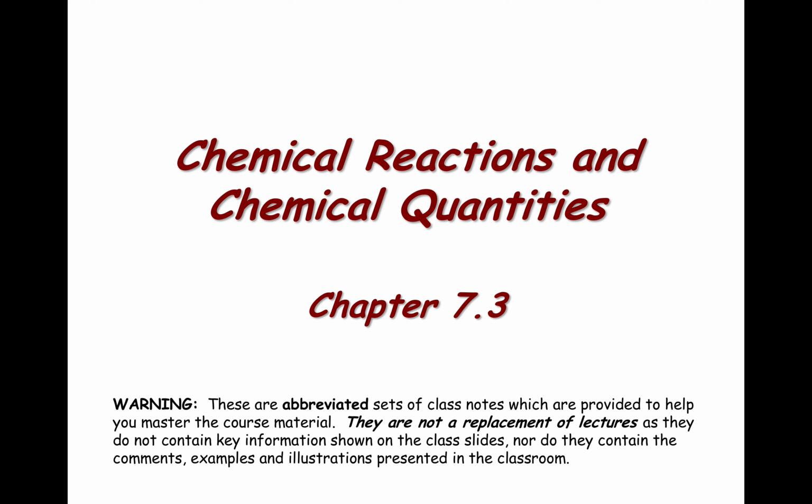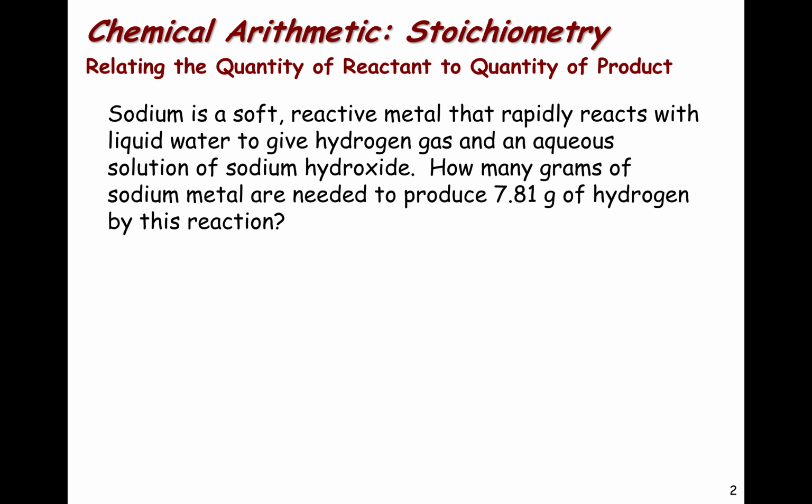We will be looking at further examples of stoichiometric reactions and the concept of limiting reagents. As another example, we have a question that states sodium is a soft reactive metal that rapidly reacts with liquid water to give hydrogen gas and an aqueous solution of sodium hydroxide. How many grams of sodium metal are needed to produce 7.81 grams of hydrogen by this reaction?